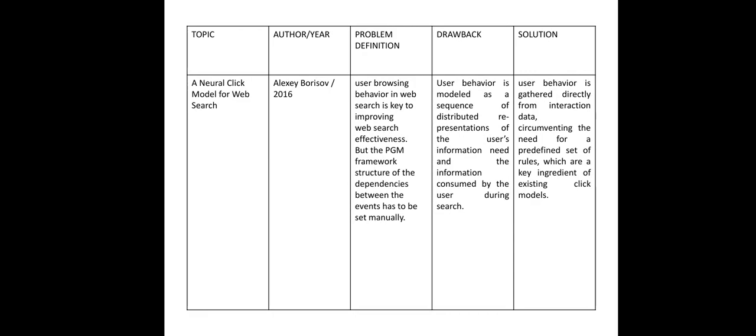Drawbacks. User behavior is modeled as a sequence of distributed representations of the user information need and the information consumed by the user during search. Solution. User behavior is gathered directly from the interaction data, circumventing the need for the predefined set of rules, which are a key ingredient of existing click models.